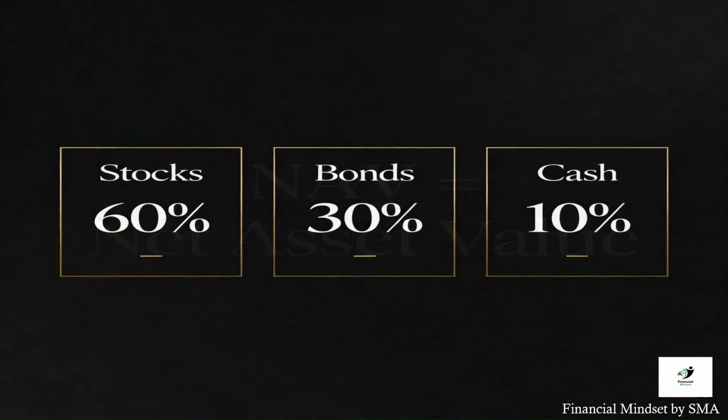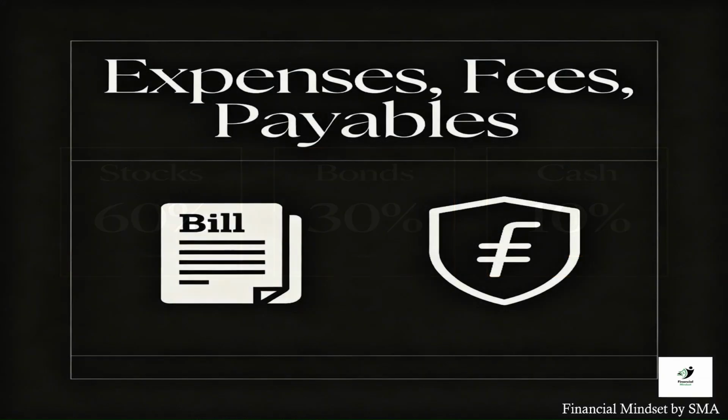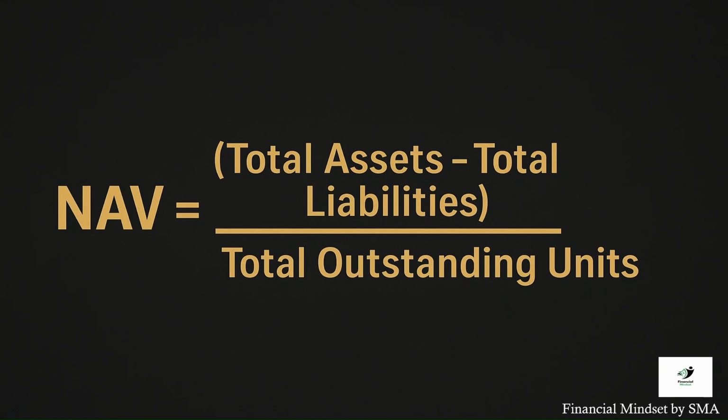Assets can be anything that a fund owns, from stocks, bonds, government securities to even cash in the bank account. All of these things together form the assets of a mutual fund. There also are some expenses or liabilities like management fees, admin charges, or money owed by the fund. To know the real value of net assets, we subtract liabilities from assets.